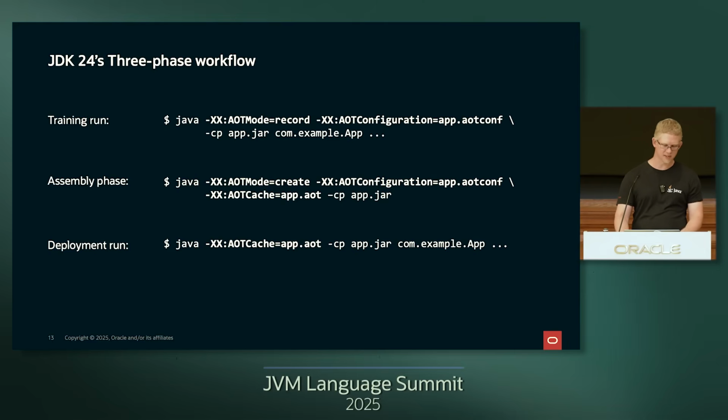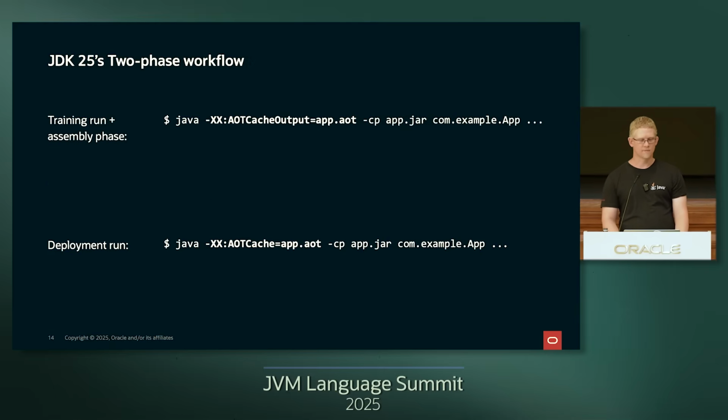Right? You've seen this before if you've seen other Leyden talks. But JEP 514 says maybe we can simplify this a little bit. Maybe we can take that training run and the assembly phase and combine them by giving you only one option that you have to specify. We're not taking away the 3-phase workflow because that seems to work well for certain kinds of deployments, but we are trying to simplify things for some of the other kinds of deployments.